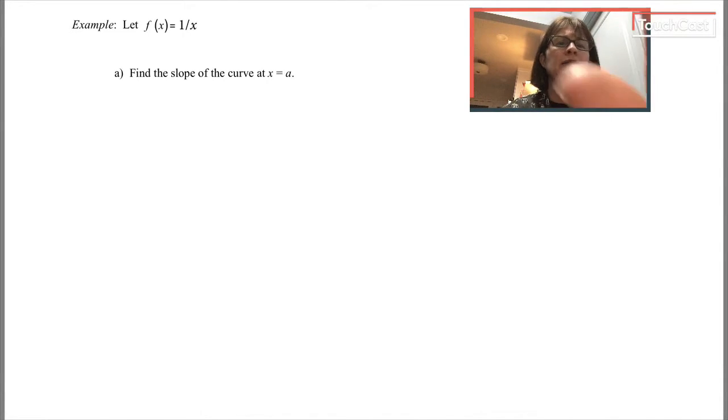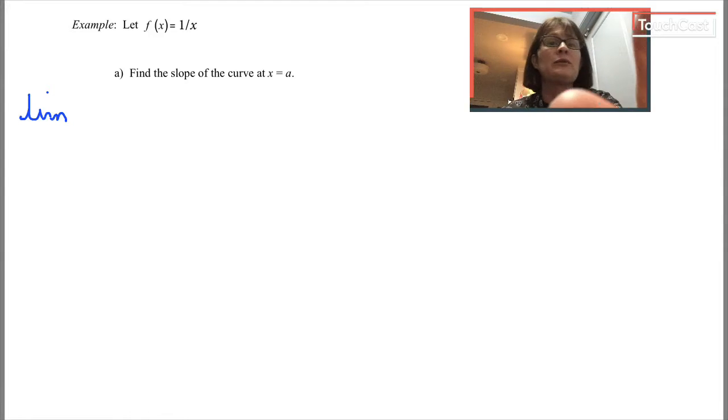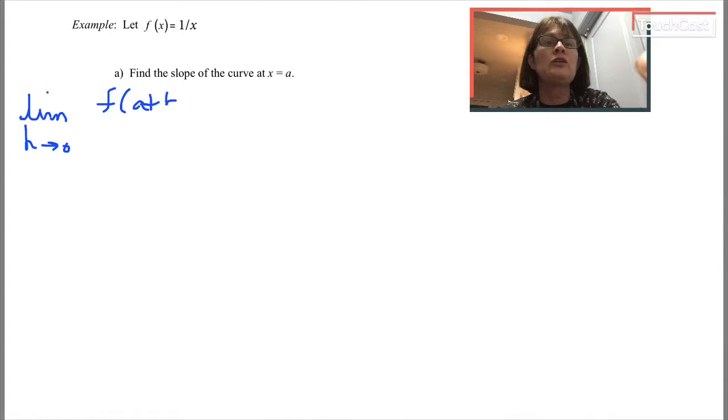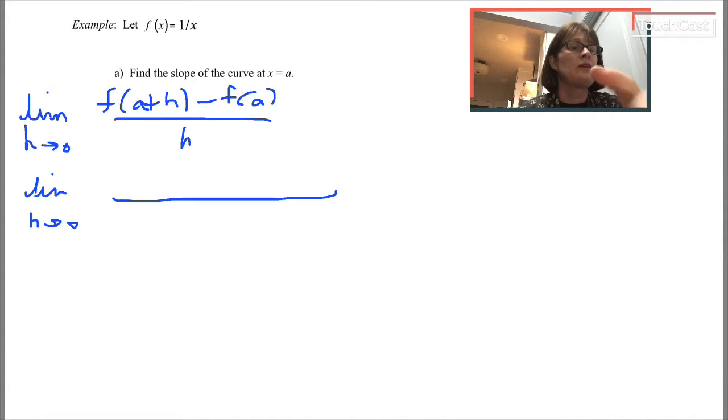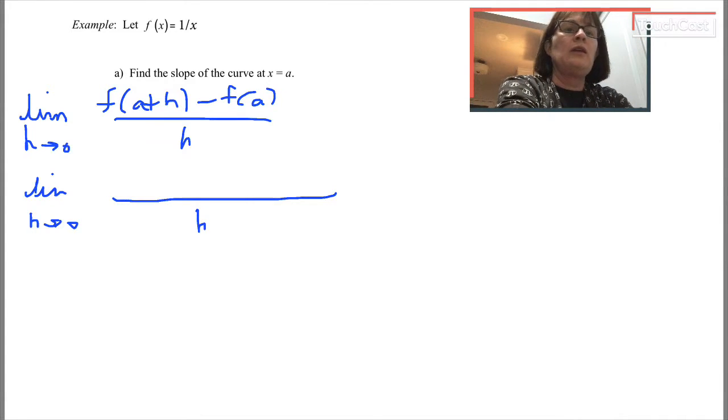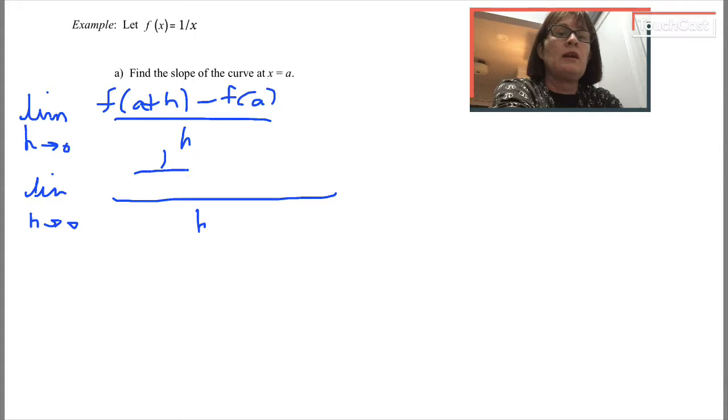But I'm going to start with that same definition we used before. The slope of f at the place where x equals a is the limit as h goes to 0 of f of a plus h minus f of a all over h, which is the limit as h goes to 0 of, in this case, f of x is the reciprocal function. So I'm going to take each of these inputs to the f function and make them denominators in fractions. So f of a plus h is 1 over a plus h, and f of a is 1 over a.